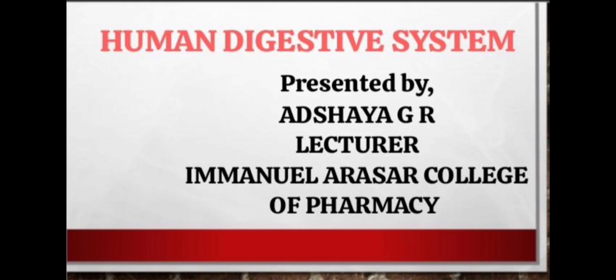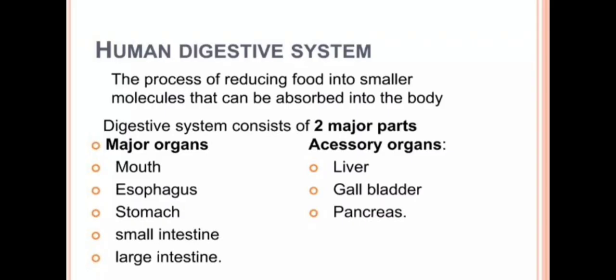Today we are going to see about the human digestive system. First, what is the digestive system? The digestive system is a group of organs that break down food into nutrients for energy, growth, repair and removal of waste product. It starts from the mouth and ends in the anus. The process of reducing food into small molecules that can be absorbed into the body is called digestion.